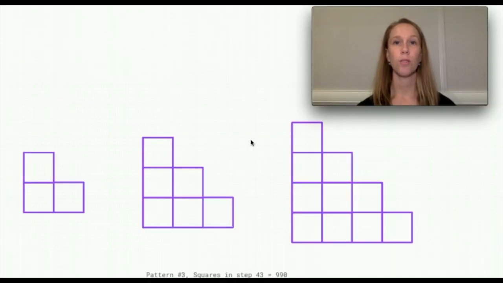So here is your final challenge, your final pattern, your last function. And we have a pattern with 3 squares, and you can see it increases in a stair-step pattern. And at the bottom, squares in step 43 is 990. So your challenge this week is to figure out the expression that would tell us how many squares are in the nth pattern. If you like these patterns and you'd like some more, go to visualpatterns.org. There's a ton of them there.